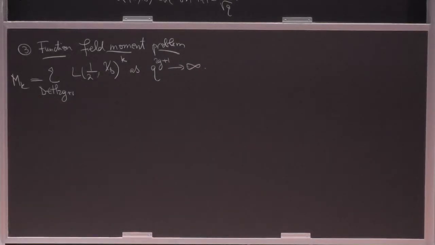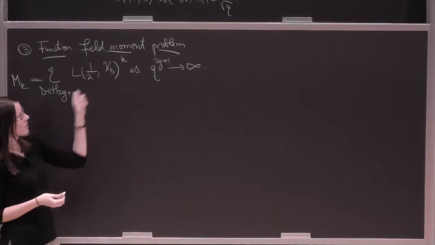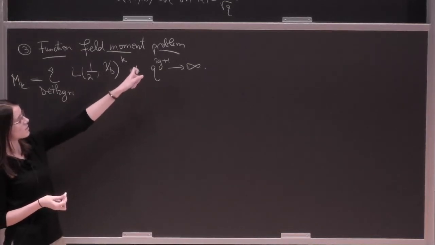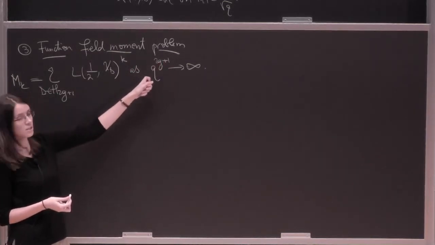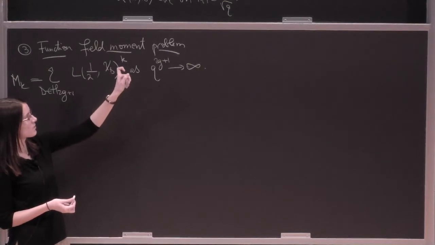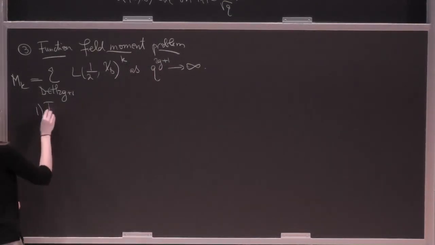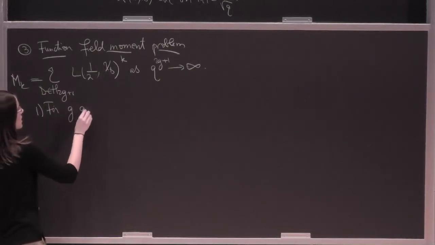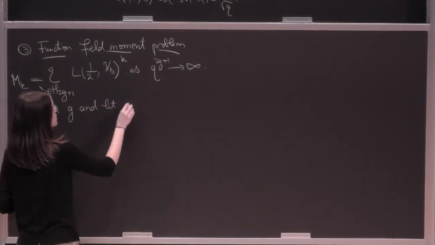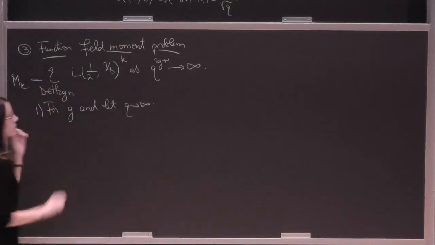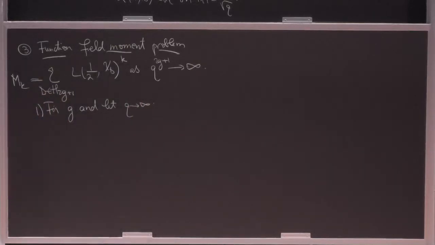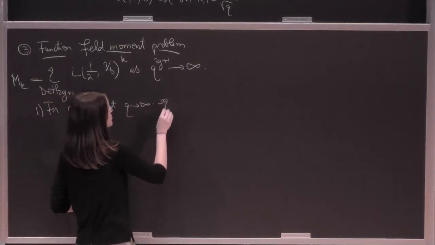So of course here, unlike in the number field case, I can have two types of limits. I can either fix g, the genus, and let q go to infinity, or I can fix q and let g go to infinity. If I fix the genus, fix g, and let q go to infinity, then the problem is completely solved using equidistribution results of Katz and Sarnak.